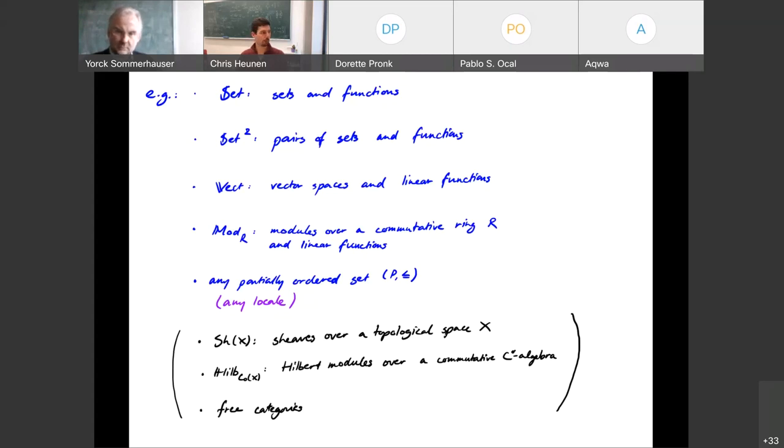A slightly less simple example of a category is where it's set to the power 2. So here, an object is going to be a pair of sets. One object consists of two sets. And if I have one object here, two sets there, and one object there, two sets here, what is a morphism from here to there? Well, it consists of two functions.